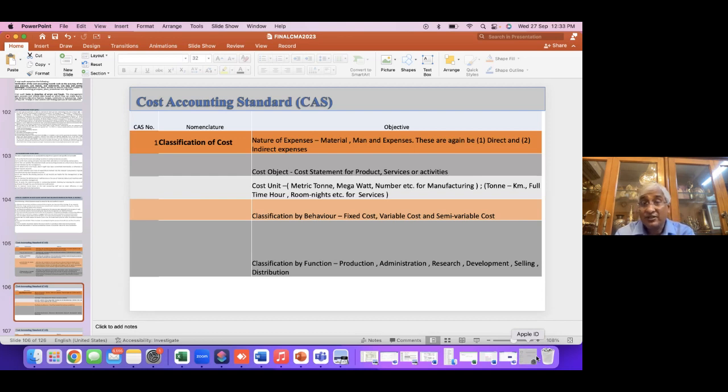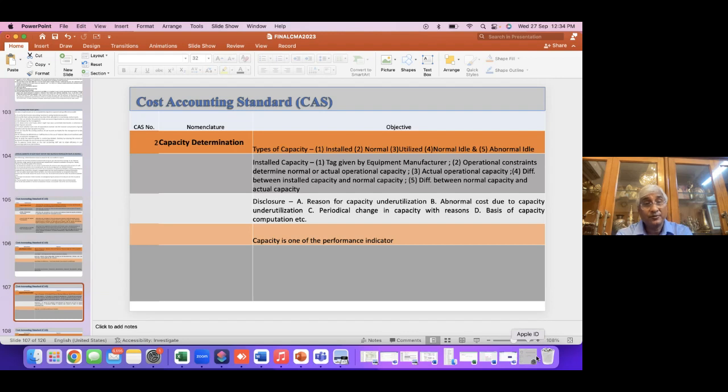Classification by behavior, again: fixed cost, variable cost, semi-variable cost, there are different natures. In the classification of cost also, the fixed costs which are identifiable as fixed cost, fine. Variable cost, again, fine. We know the definition of fixed cost and variable cost. Accordingly, the clustering should be made so that it can give, at the end of the day, the accurate picture. In capacity determination also: installed capacity, normal capacity, utilized capacity, idle capacity. Again within idle capacity, there will be normal idle time and abnormal idle time.